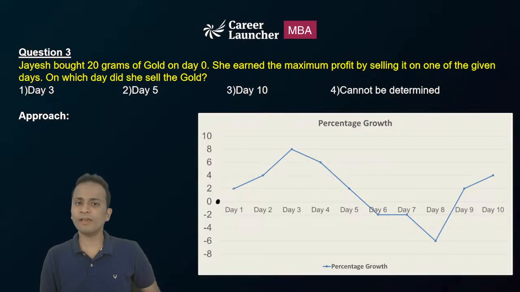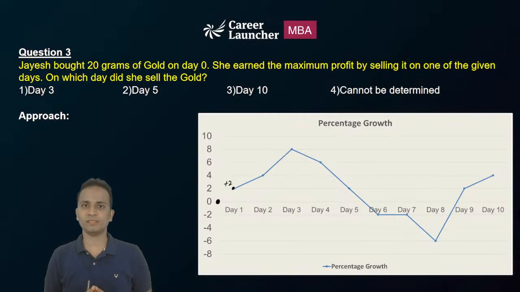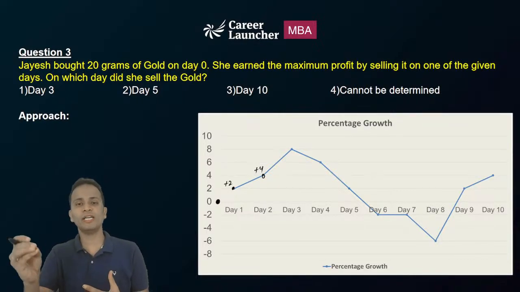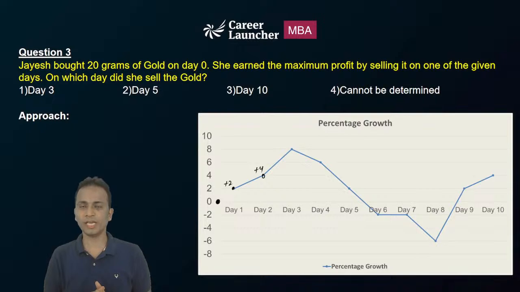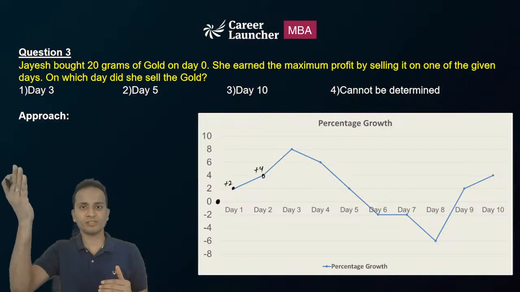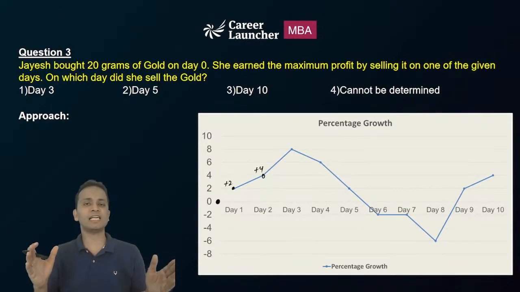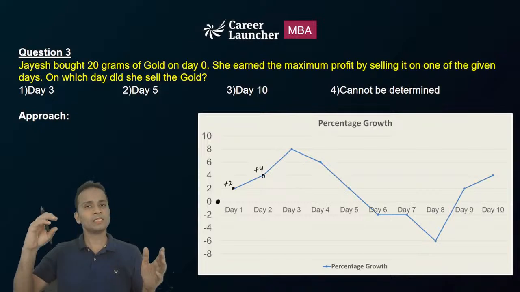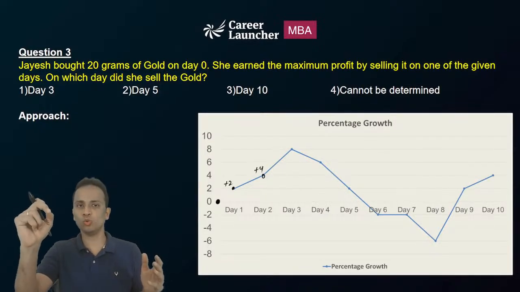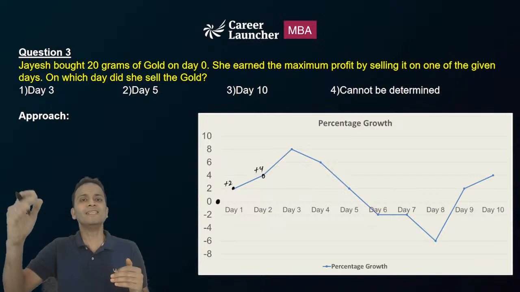Now day 1. The graph is about the percentage growth in the price. On day 1, there is a positive growth in price. So the price of gold will increase on day 1 as compared to day 0. Again, on day 2, there is a positive growth. So again, the price of gold will increase on day 2 as compared to day 1. So day 0 to day 1 it has increased, and day 1 to day 2 it has further increased. Effectively, if I look at days 0, 1 and 2, the price of gold will be maximum on day 2 out of these 3 days because it is increasing.